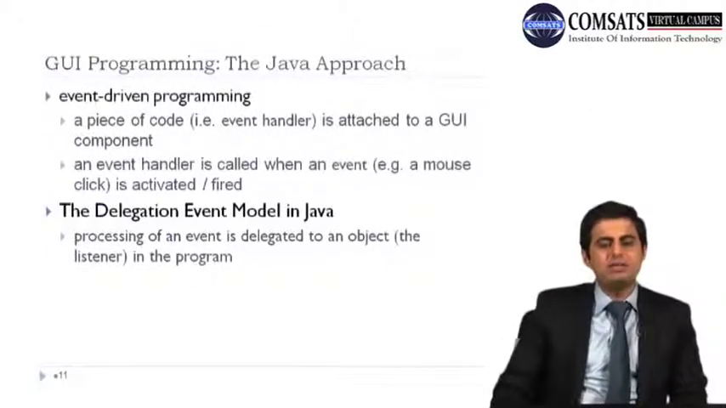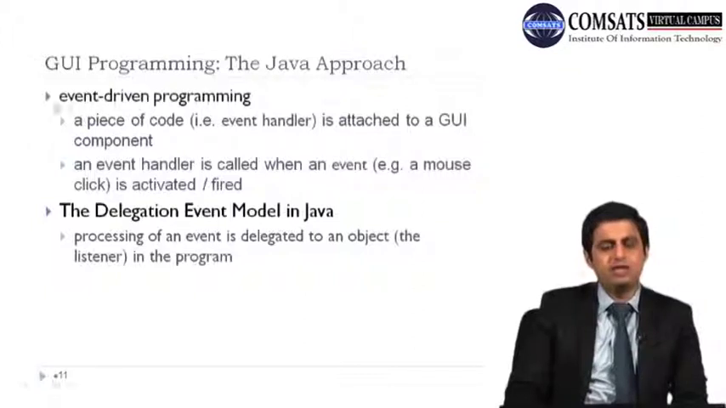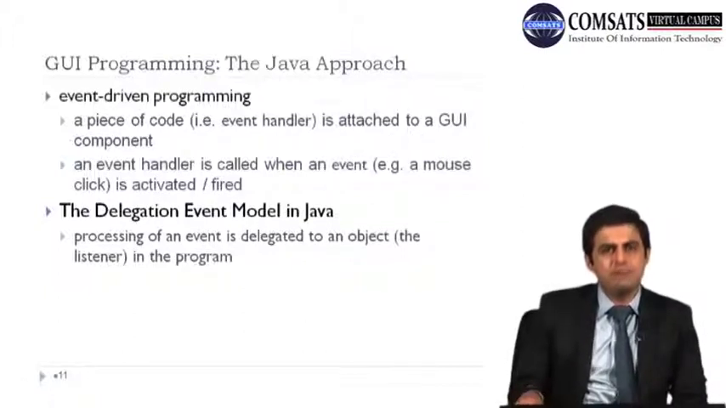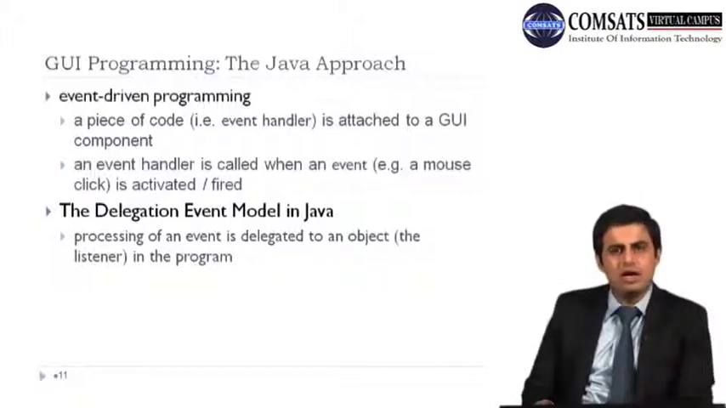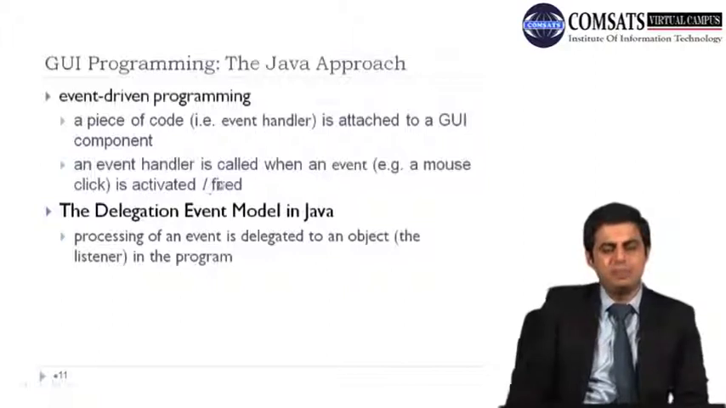In event-driven programming, the Java approach is that a piece of code, the event handler, is attached to a GUI component. You either write it yourself, or you rely on the code which the framework generates for you. An event handler is called when an event, for example a mouse click, is activated or fired.